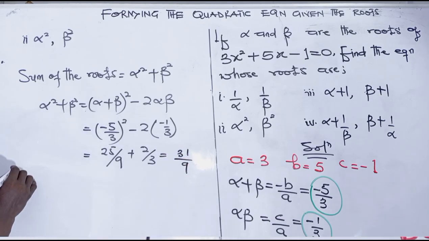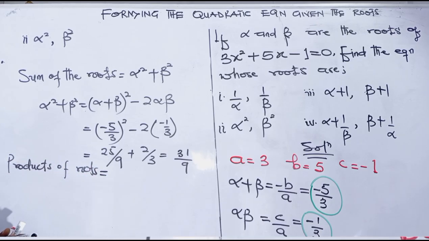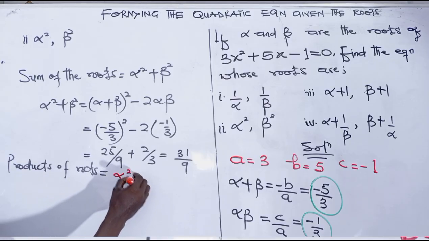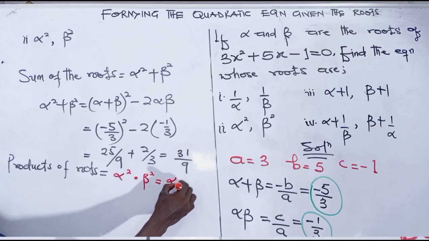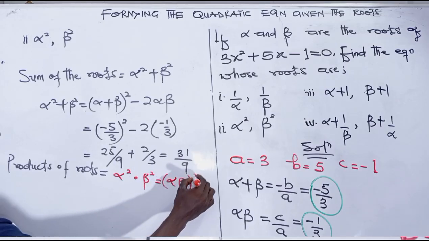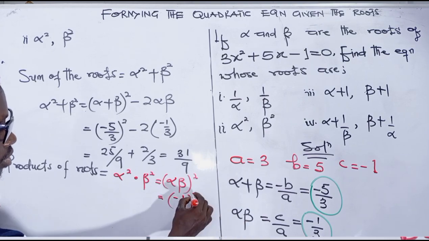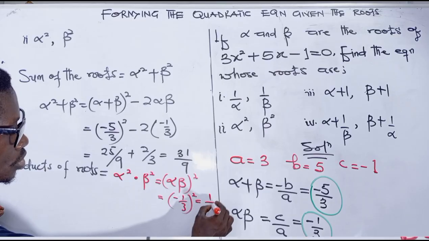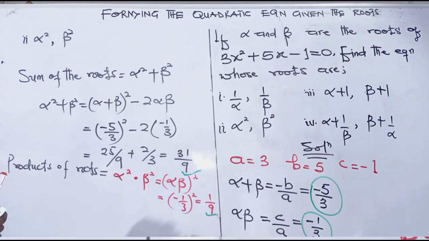Now let's look for the product of the roots. Product of the root means we have to multiply the two roots given. So we have alpha squared multiplying beta squared, and that's going to give us alpha beta all squared. So we have minus 1 over 3 all squared, and that is going to give us 1 over what? 9. So once you have sum of the roots and product of the root, we substitute it into the formula.